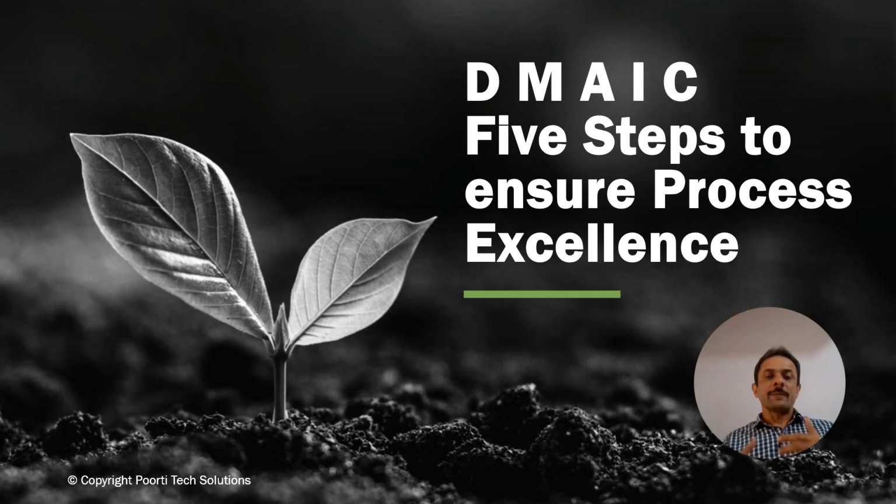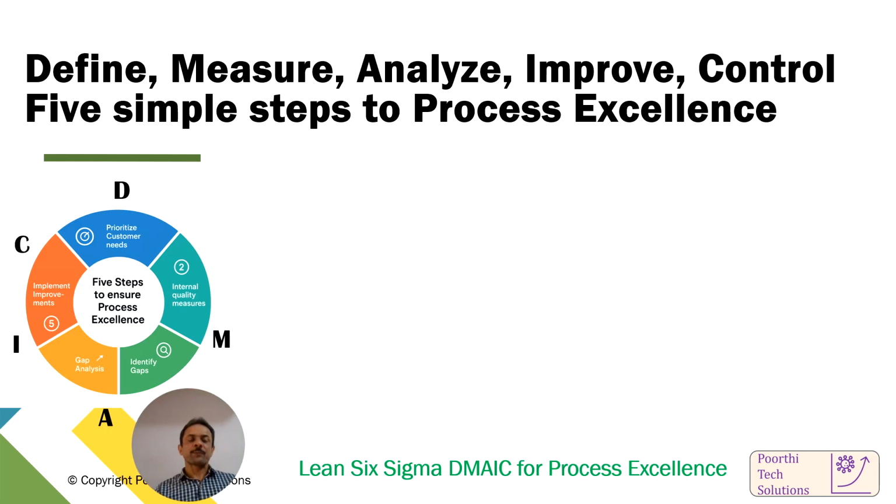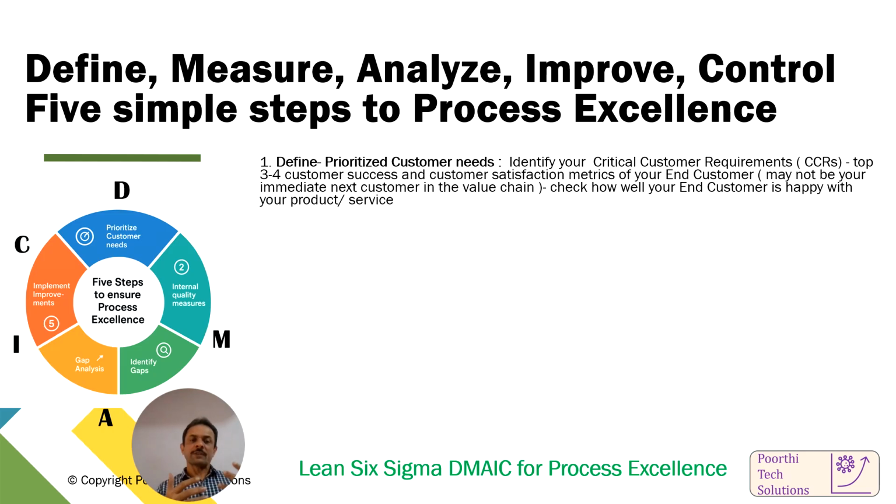Moving on to the DMAIC, the 5 steps to process excellence. Define, measure, analyze, improve, and control are the 5 steps outlined by the Lean Six Sigma methodology. Looking at them, the first step, define, talks about prioritizing customer needs.